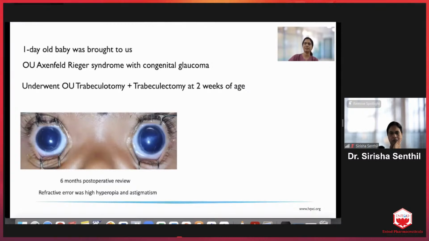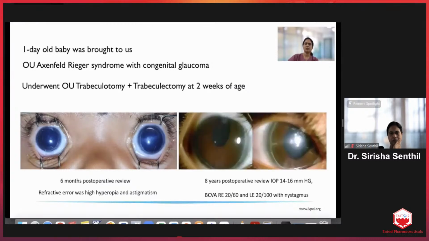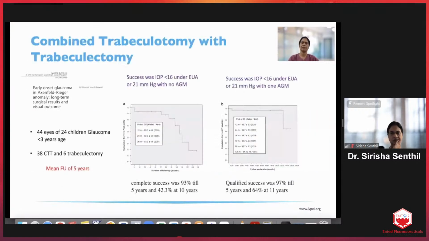This child had a very high refractive error, high hyperopia and astigmatism, and nystagmus as well. So over an 8-year post-operative review, the pressures were very well controlled, and the best corrected visual acuity was 20/60 in the right eye and 20/100 in the left eye due to the presence of a corneal scar and amblyopia. So the outcomes of combined trabeculotomy and trabeculectomy were published from our institute by Dr. Mandal et al., where early onset Axenfeld-Rieger anomaly were treated with combined trabeculotomy and trabeculectomy with a mean follow-up period of 5 years. And they found that both the complete success and qualified success was quite good at 5 years, and it was moderate at around 10 years.